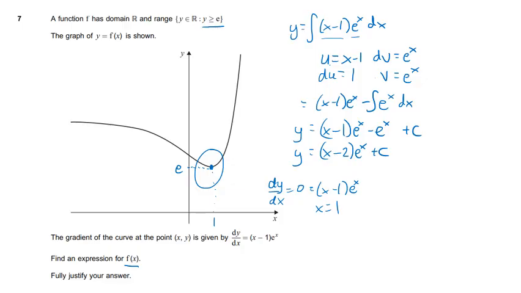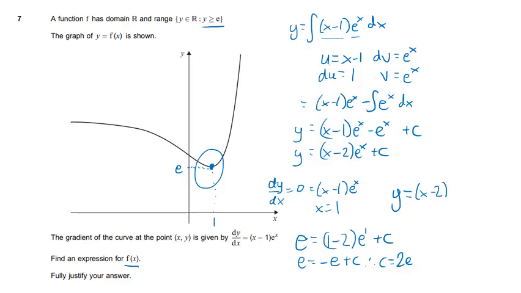So I've got a point on the curve now. X is 1, y equals e, and I can substitute that back in to find c. So e equals 1 minus 2 times e to the 1 plus c. So e equals minus e plus c, so therefore c is 2e. So if I put that all back together, I get y equals x minus 2 e to the x plus 2e.